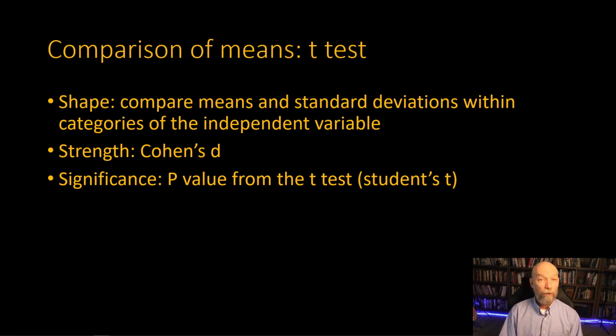So, comparison of means. You're going to use a t-test. You're going to compare means and standard deviations within categories of the independent variable. You're going to probably use Cohen's d because it's commonly used. There are a few others, Hedges' g and such, but they're basically the same thing as Cohen's d. And then you're going to get the significance from a p-value, like we always do. This p-value will be the one that comes from the t-test specifically.